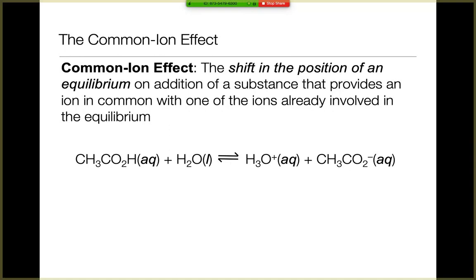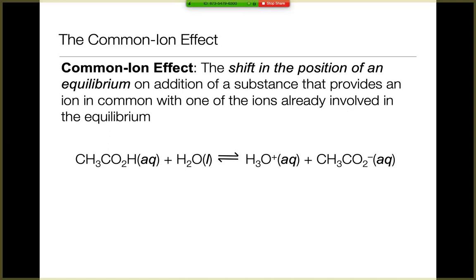We're looking at the shift in the position of an equilibrium. So it means we've already established an equilibrium, and now we're going to stress the system. We're going to perturb it somehow. So it's either going to shift to the left or to the right. And that's what we're going to be looking at, right? So we're looking at the shift in the position of equilibrium, specifically upon the addition of a substance that provides an ion in common with one of the ions already involved in equilibrium.